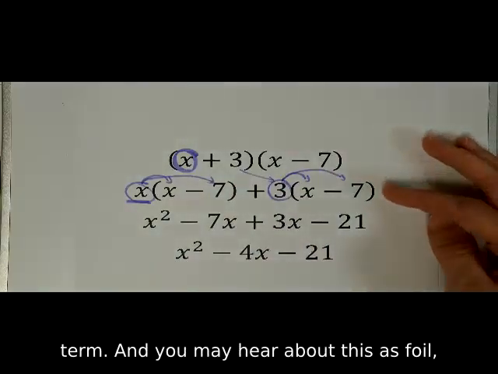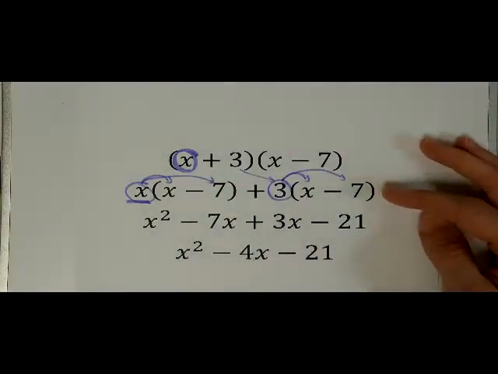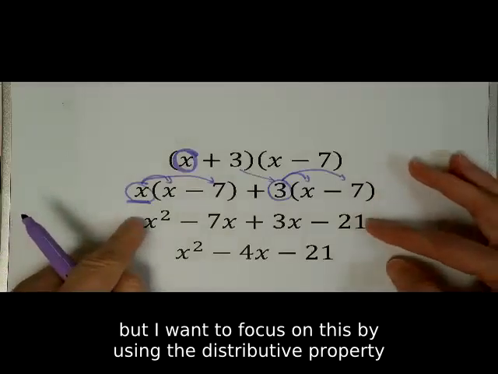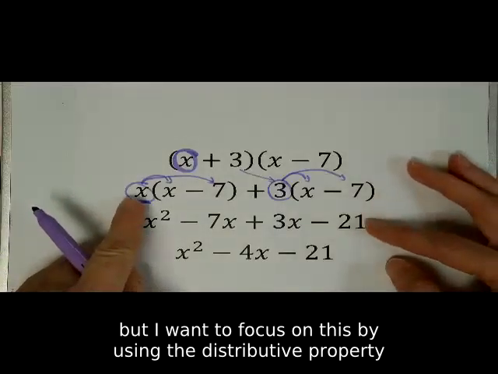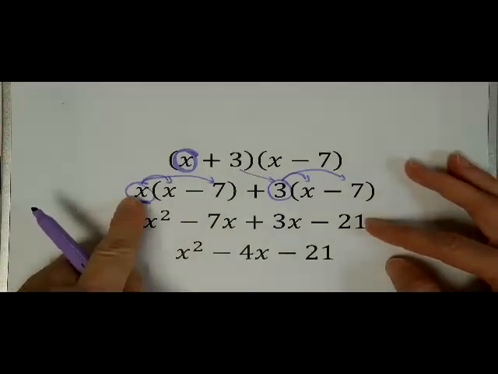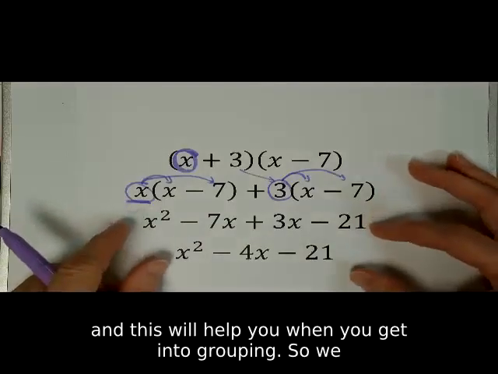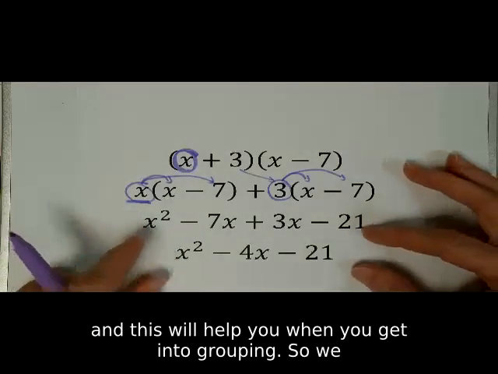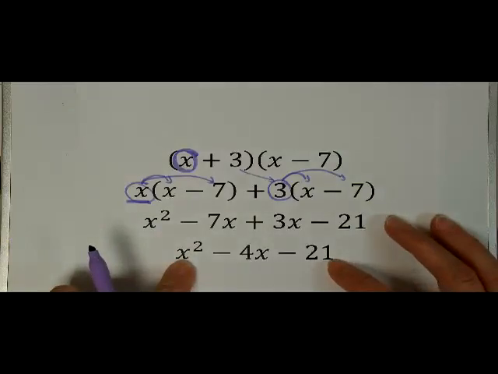You may hear about this as FOIL, but I want to focus on this by using the distributive property twice. This will help you when you get into grouping. So we get down to a trinomial.